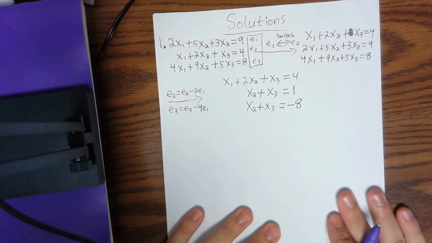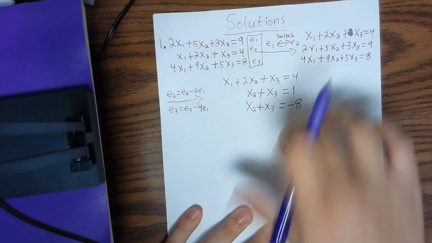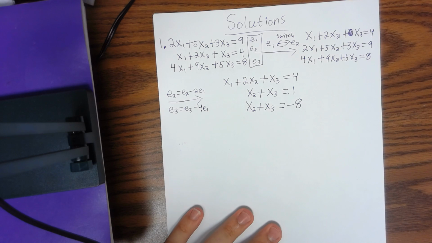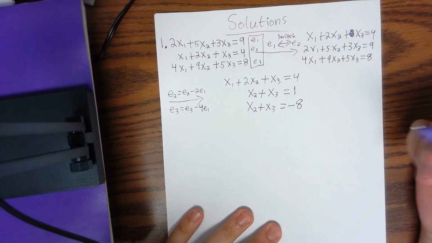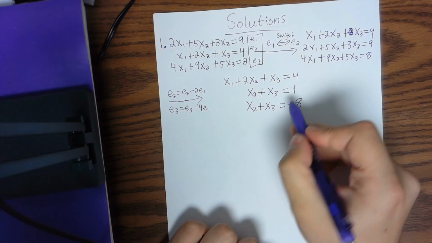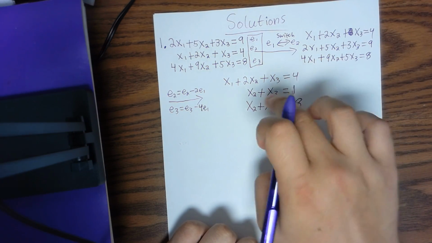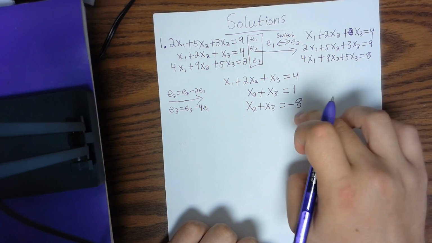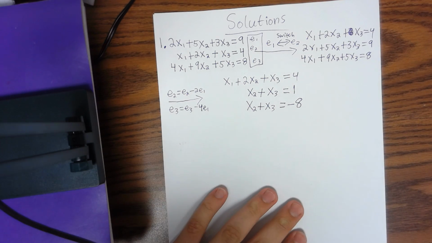So the thing you need to notice is these two equations right here, our new E2 and our new E3. We have x2 plus x3 is equal to 1, and x2 plus x3 is equal to -8. So there's one way you can think about this, and you can say you're done right now: since x2 plus x3 is equal to 1, and x2 plus x3 is equal to -8, that means 1 is equal to -8, which is nonsense. So here you can say it's an inconsistent system.